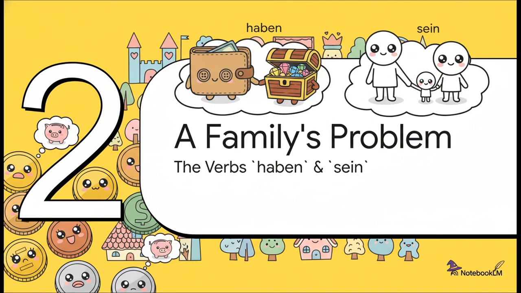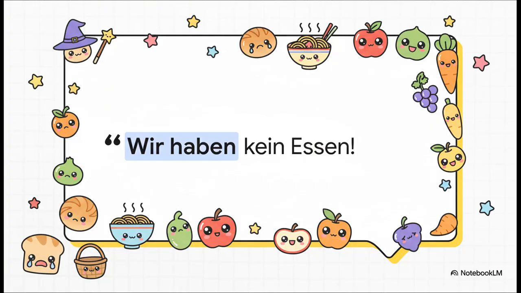So the whole problem in this story kicks off because the family has a huge problem. They're really, really poor. And this sad situation is actually the perfect setup to learn two of the most important verbs in all of German. Haben, which is to have, and sein, which is to be. So the stepmother, she says this awful thing. She declares, wir haben kein Essen. That means, we have no food. And boom, right there in that one dramatic line, we have our first super important verb, haben, to have.